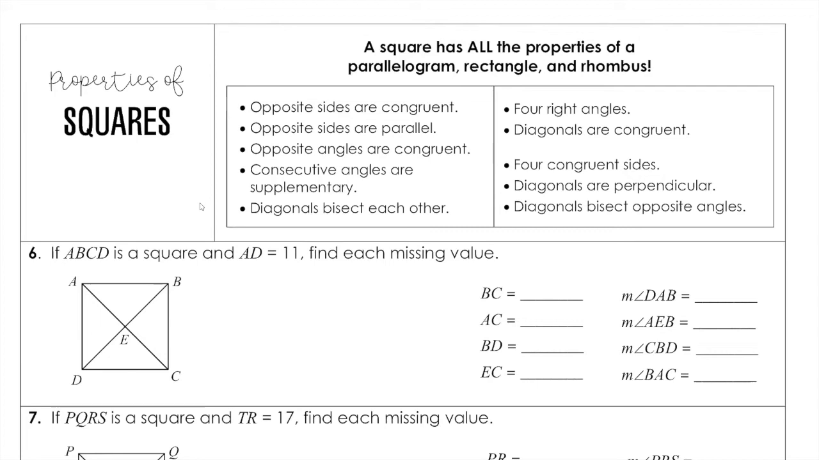Because we can use all of those properties to help us find something. So opposite sides are congruent, opposite sides are parallel, opposite angles are congruent, consecutive angles are supplementary, and diagonals bisect each other. Those are the properties of a parallelogram. 4 right angles and our diagonals are congruent. Those are the properties of a rectangle. And then finally, 4 congruent sides, perpendicular diagonals, and diagonals being bisected are the properties of our rhombi.